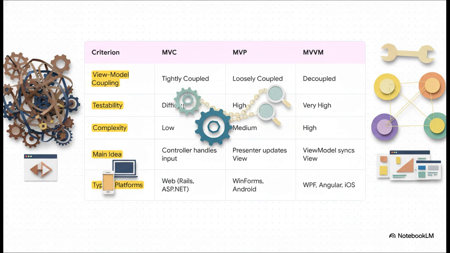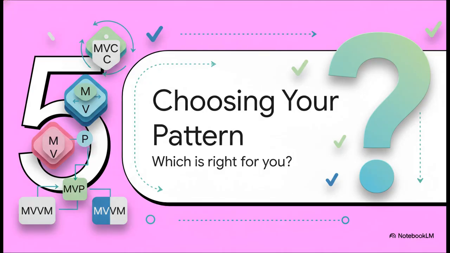And finally, we get to MVVM, which is totally decoupled thanks to data binding, giving us the best testability and the most automation. Each one found its perfect home, from traditional websites to the modern mobile and desktop apps we use every day. So, this all leads us to the million-dollar question. Which one of these should you actually choose for your next project?